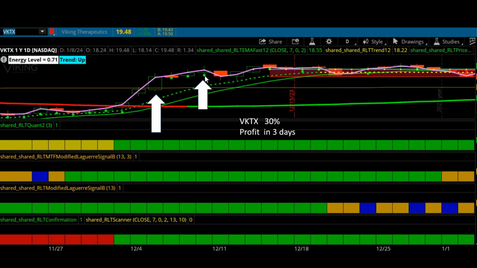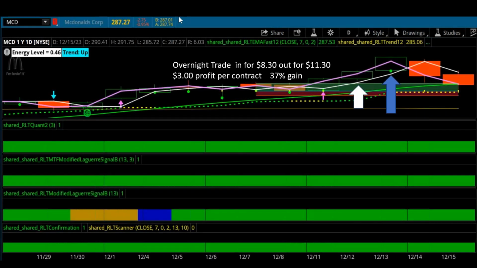But it popped up. We made 30% in 3 days on this thing, and a pretty nice trade. And you can see how it's all of a sudden shifted to mixed over here. This was McDonald's, $8.30 in, out for $11.30, just overnight with $3 profit per contract, 37% gain. Notice everything's green. And now the stock is moving sideways.